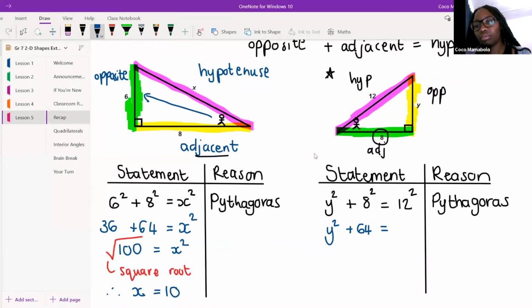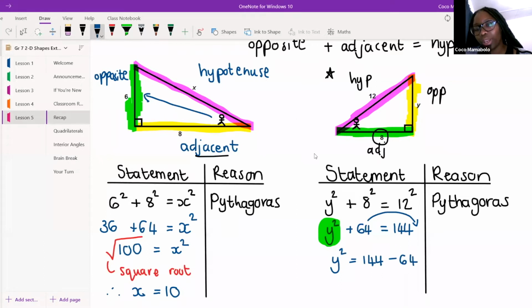12 squared is going to be, the chat is going crazy with the answer. 144. Excellent. 144. But now, Yvani, I want y on its own. If I take my positive 64 over to the other side of the equal sign, what does it become? It's not plus 64 anymore. It's going to be equal to minus 64. Good. Well done. So I'm going to have y squared is equal to 144 minus 64.